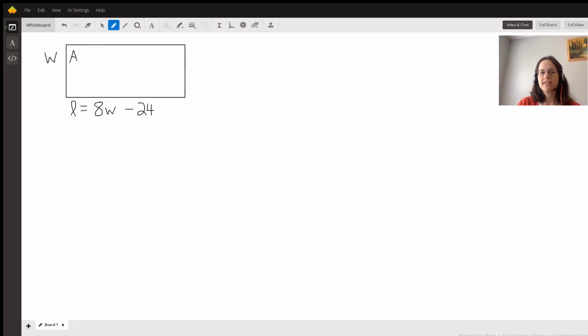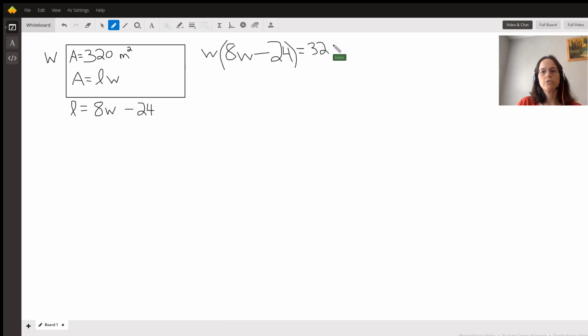They also tell us that the area of this rectangle is 320 square meters. And we know that the area of a rectangle is equal to its length times its width. And so that allows us to set up an equation. If we do the length times the width, so W times 8W minus 24, we know that's going to equal 320.